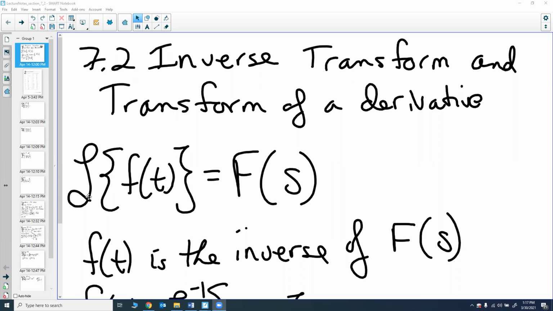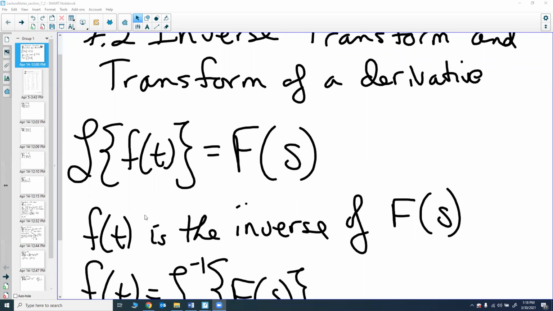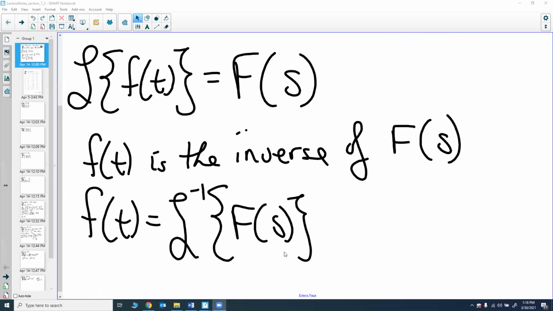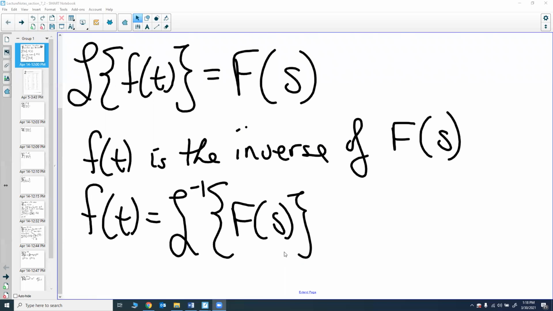As a reminder, a Laplace transform of f of t is capital F of s. We're changing to a new function and we're changing to a new independent variable. f of t is the inverse of F of s. So f of t is the inverse Laplace of capital F of s.